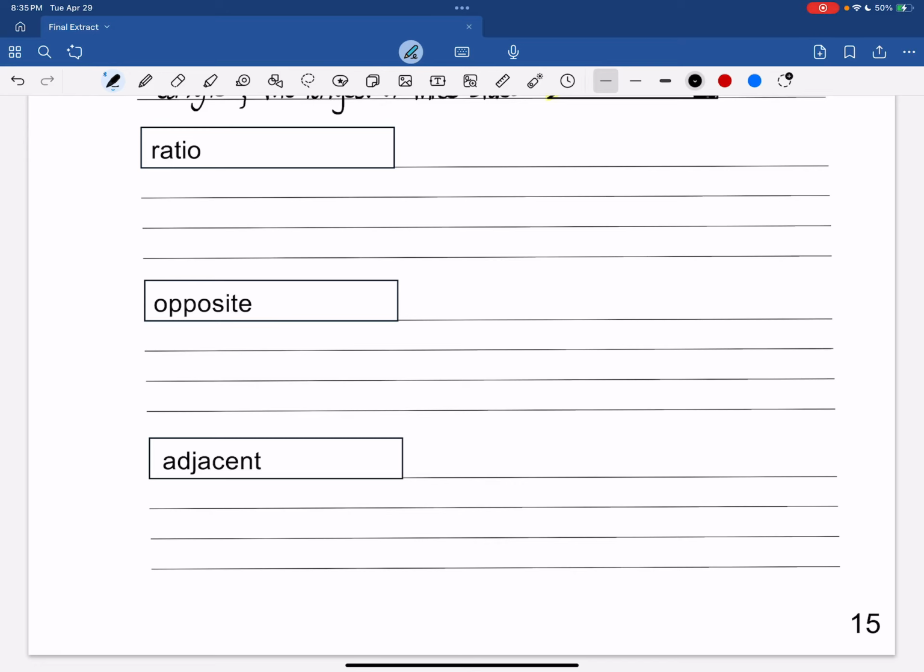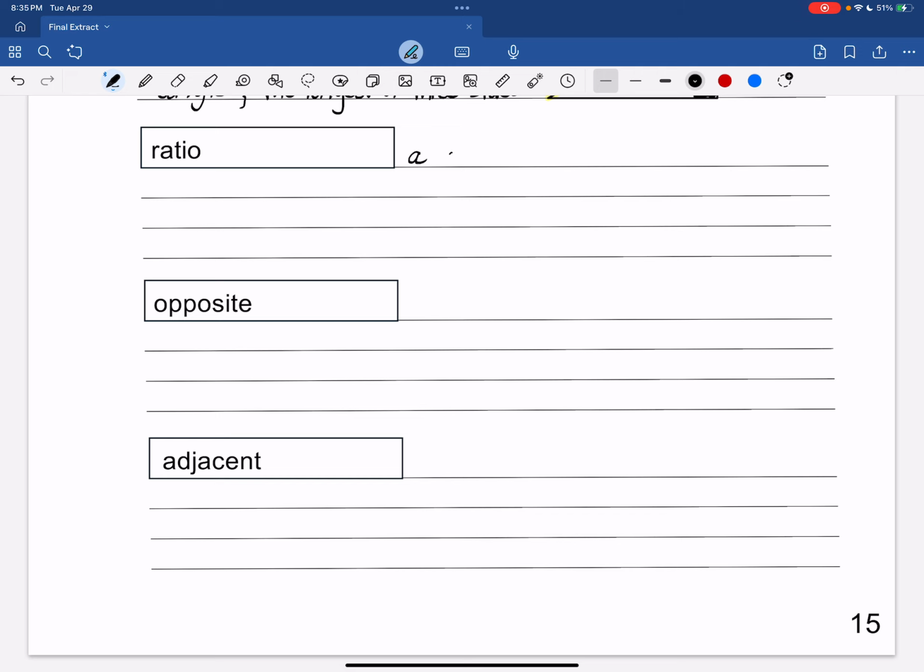I'm on the bottom of page 15, and we have 4 terms that we need to define so that we can start looking at trigonometry. The trigonometric ratios. We've already looked at some trigonometry with right triangles, but we're going to look at the ratios that go with trigonometry. So first of all, let's define a ratio.